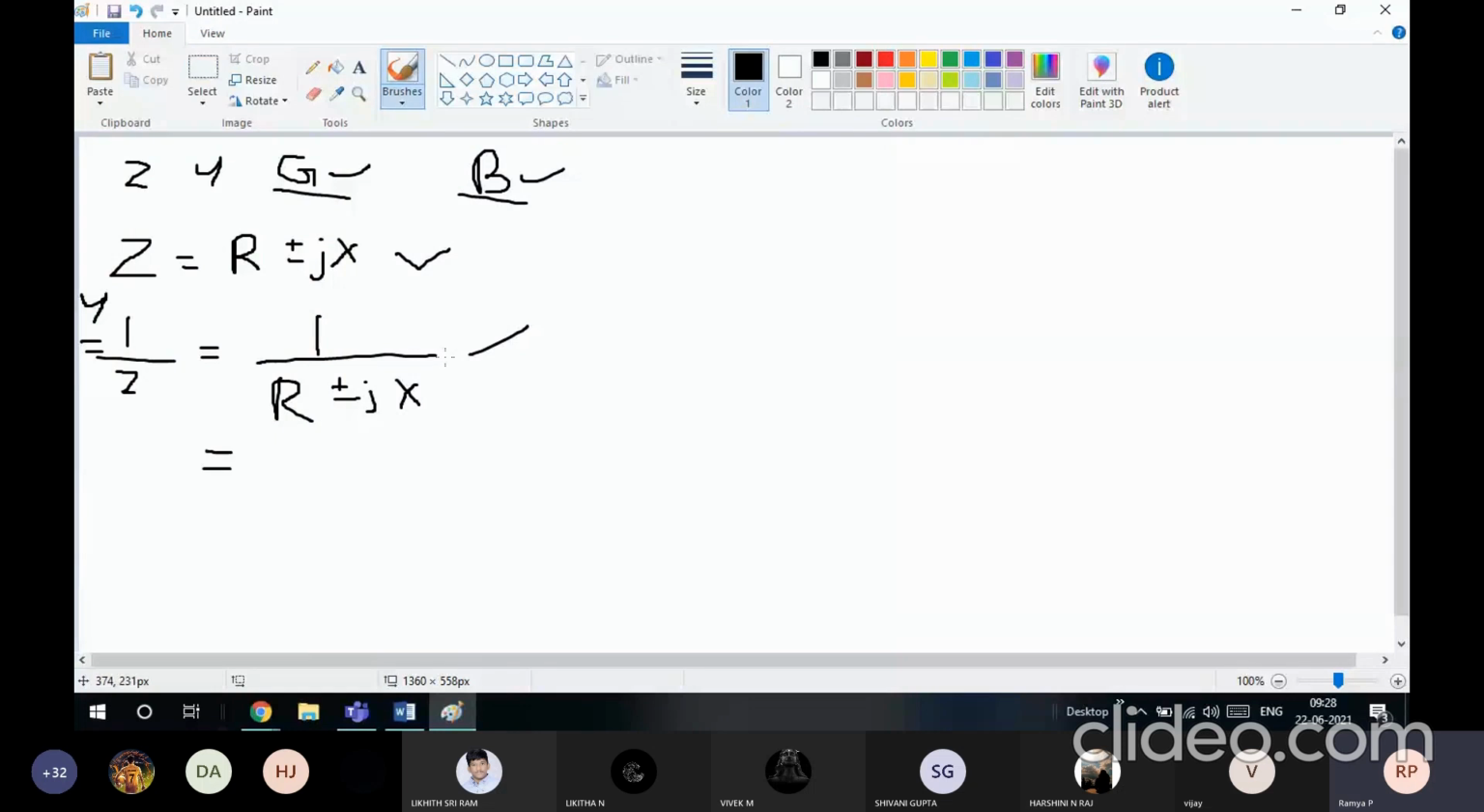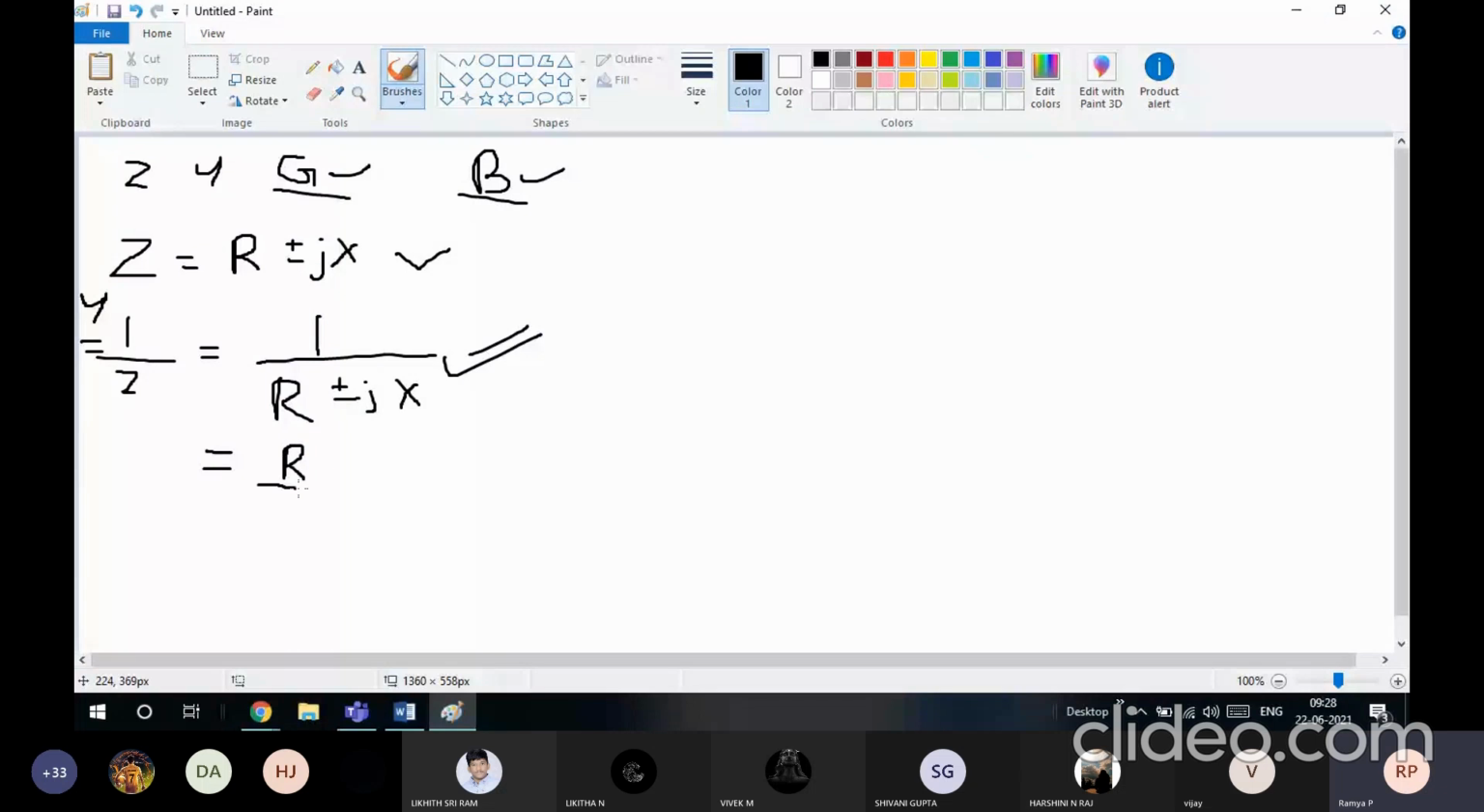When you rationalize this given expression, finally you will be getting an expression something like this. I will just rewrite the expression after rationalization, because if I start rationalizing here, it will take more than an hour. So I'll be getting the expression as r divided by r square plus x square.